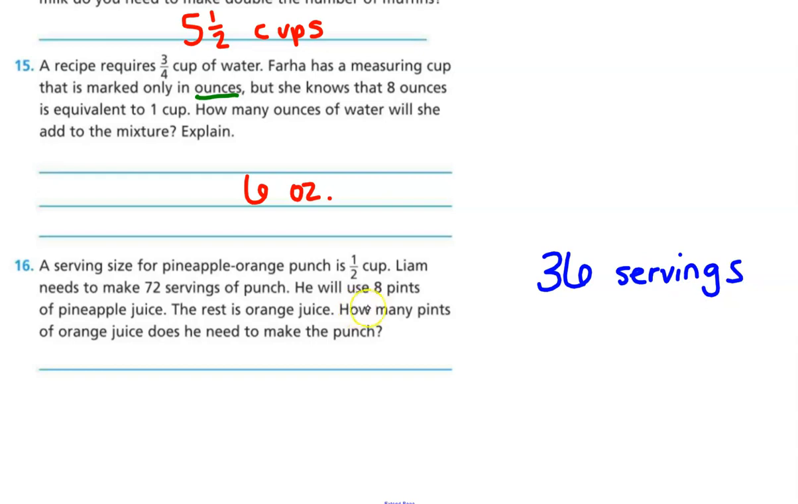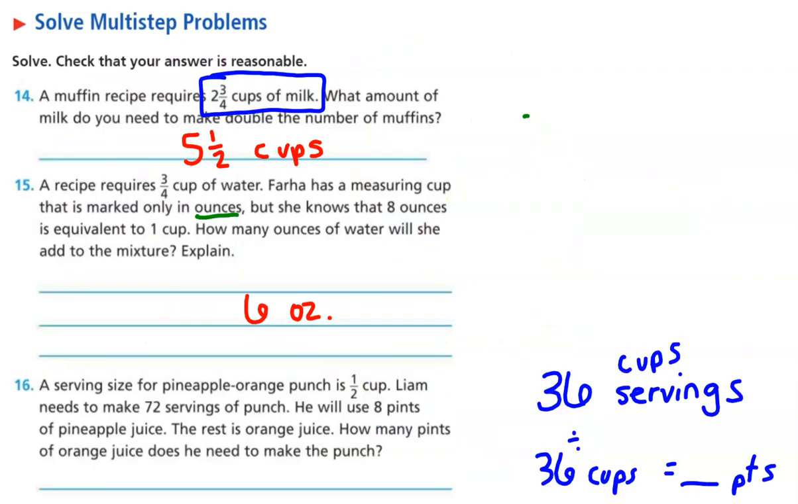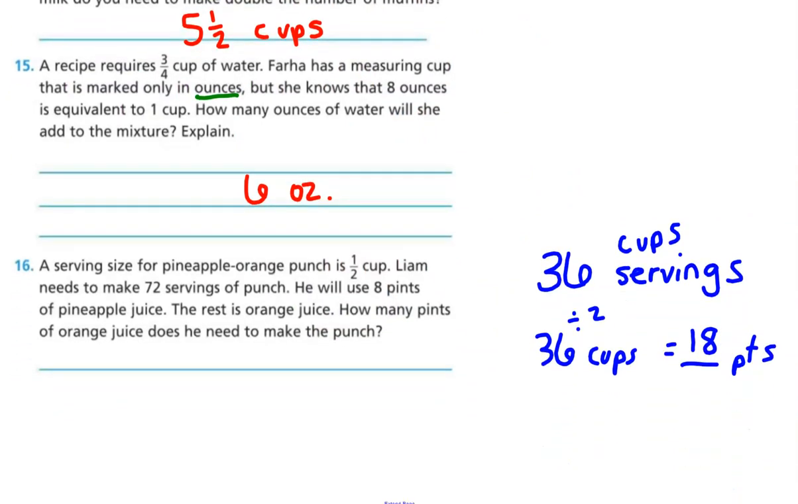So then it says he will use 8 pints of pineapple juice. Well, we got to be careful. This is 36 cups, and it looks to me like we need to convert that into pints, right? So if I had 36 cups, I am trying to go from 36 cups to a certain number of pints. Well, that means I'm converting it to a larger unit of measurement, which means I'm going to divide. I need to remind myself how many cups there are in a pint, and there are 2 cups. So I'm going to divide this by 2, and that helps me realize that I have 18 pints of juice, okay?